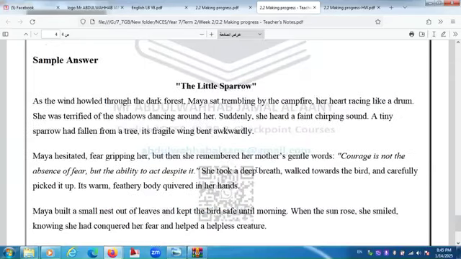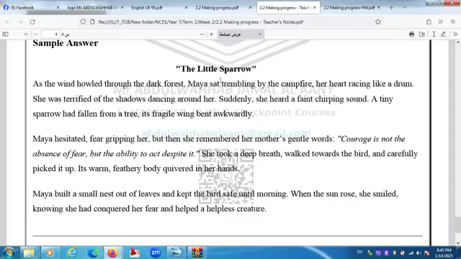A simplified example, a sample of writing. The Little Sparrow. As the wind howled through the dark forest, Maya sat trembling by the campfire. She is afraid, a fragile character. Her heart racing like a drum. She was terrified of the shadows dancing around her. Look at the metaphor. Suddenly, I'm changing the mood.